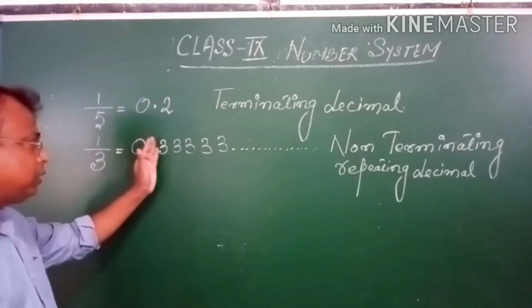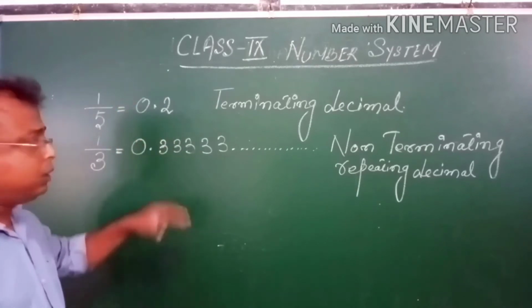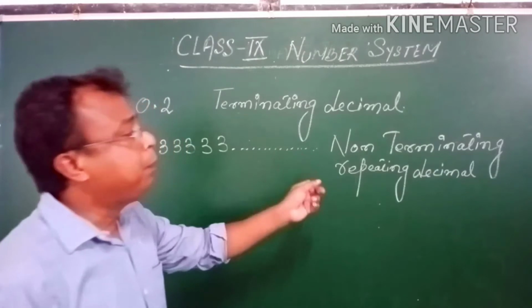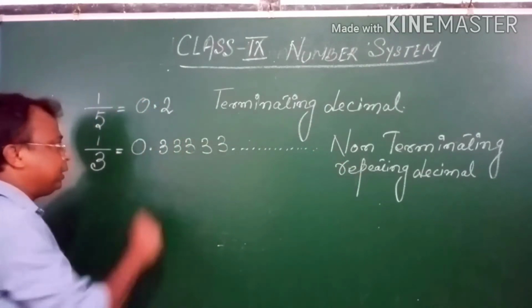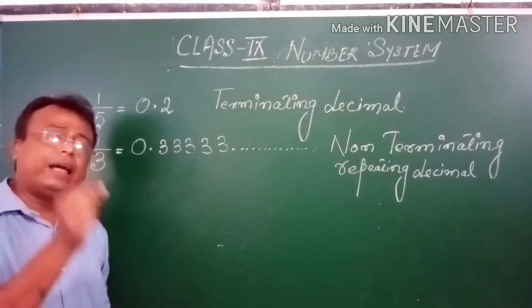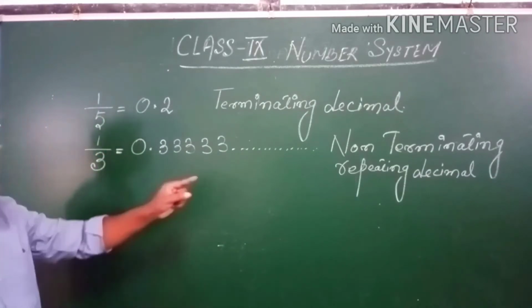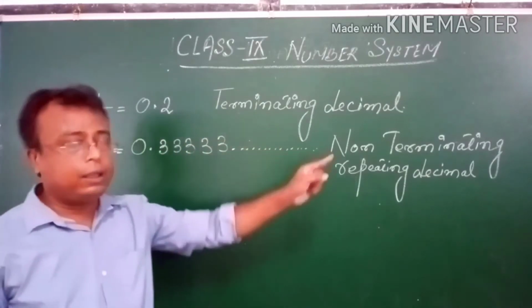Non-terminating means it does not stop, it will come again and again. That is the meaning of non-terminating. Repeating decimal, and you see after the decimal which digit is repeating again and again? That digit 3 is repeating again and again. That's why it is called a non-terminating repeating decimal.